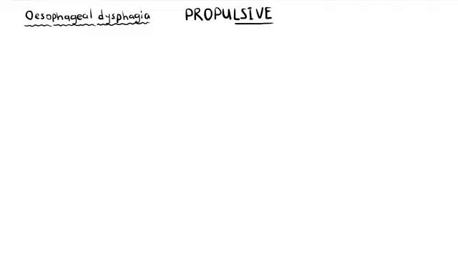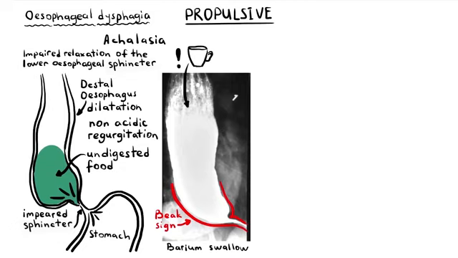Propulsive causes of esophageal dysphagia can be due to achalasia, scleroderma, or rarely hypertensive peristalsis, nutcracker esophagus. Achalasia is due to impaired relaxation of the lower esophageal sphincter. It often leads to marked dilatation of the distal esophagus and stasis of food in this area. Achalasia often presents with non-acidic regurgitation of undigested food. On a plain X-ray, a bird's beak sign is pathognomonic due to tapering of the distal esophagus. Dysphagia to liquids is characteristic of achalasia.